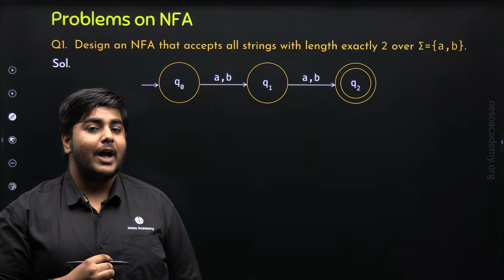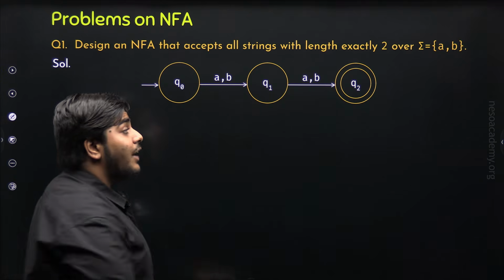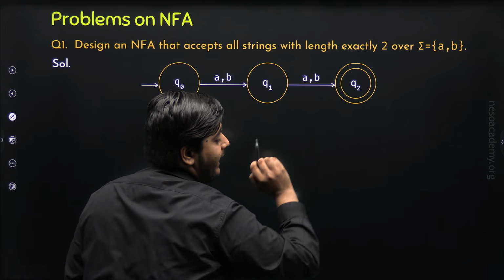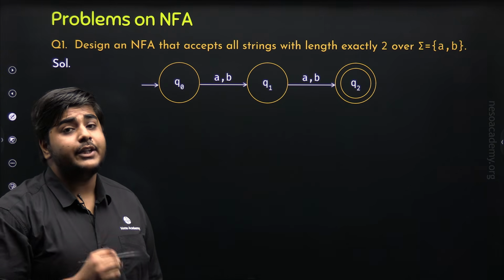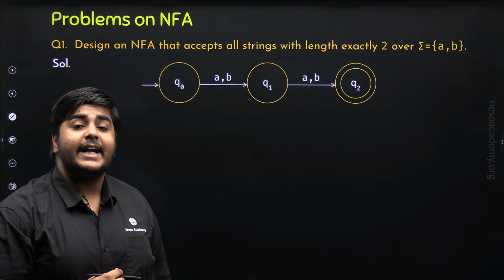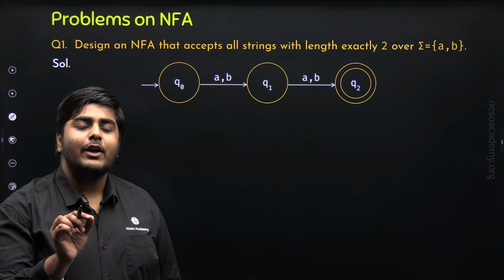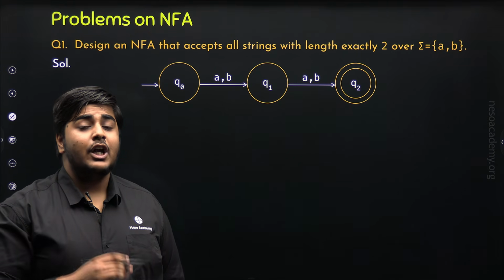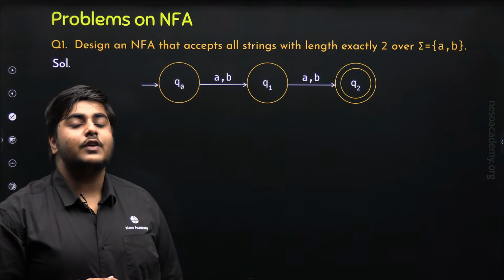Now, if it was required to create the DFA for the same problem, then we would need to add one more transition for the state q2 for the symbols a and b. That would depict the strings of length greater than 2, which will lead to the dead state. But in case of NFA, we usually focus only on the acceptance path. The path which is not present in the NFA will automatically lead to rejection of the string. So let's move towards the second question.